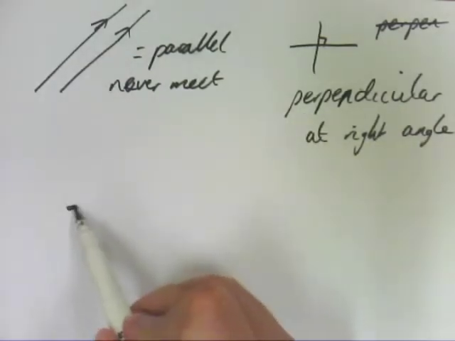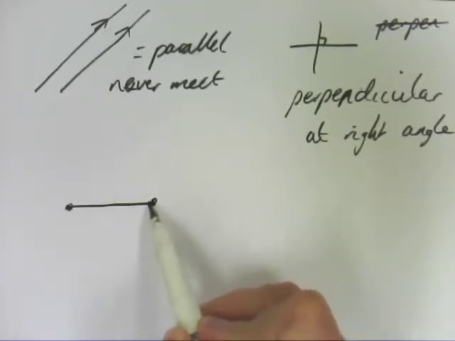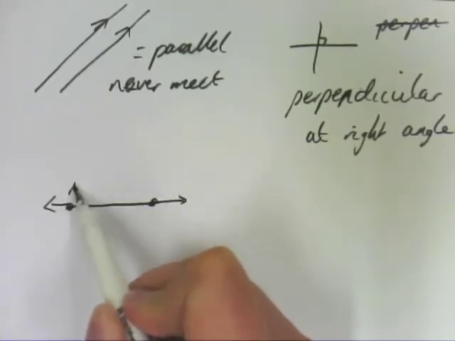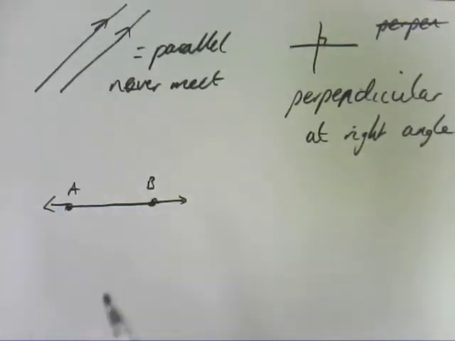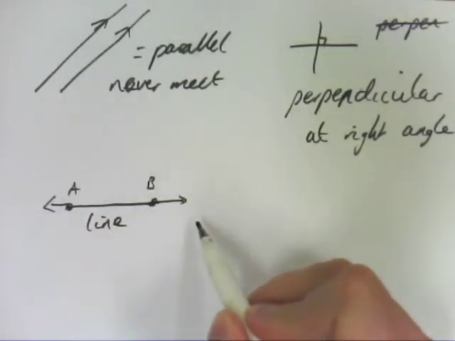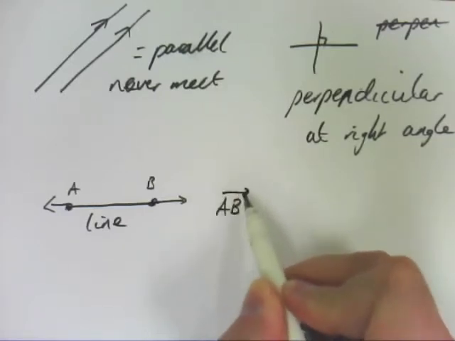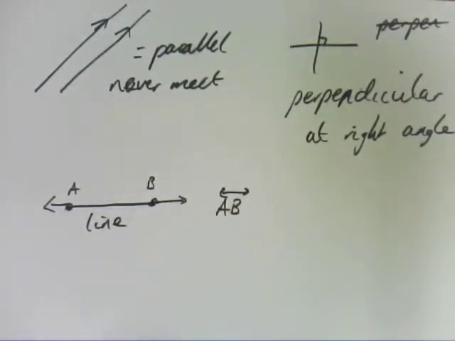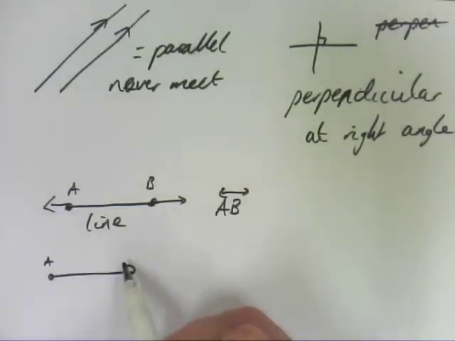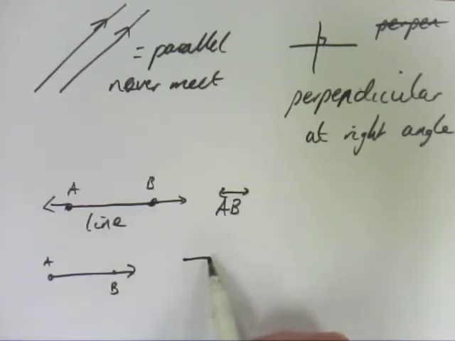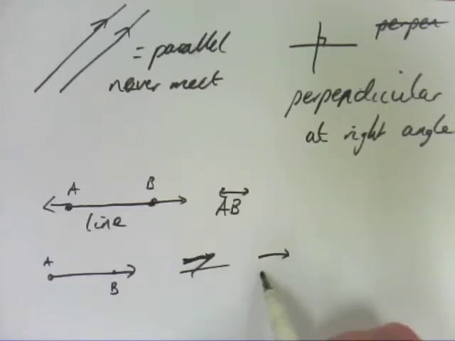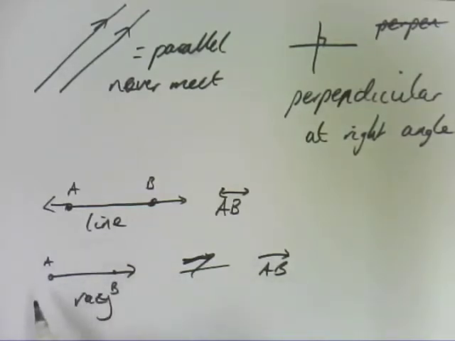There are a couple more, and these are all in your book if you want to copy them down from there. Where we have A and B, that's called a line and has the symbol. So that's line AB. You might come across one that has A to B, which is called a ray, and has the symbol AB. So that's called a ray. A ray means it's going in one direction. A line can go in either.